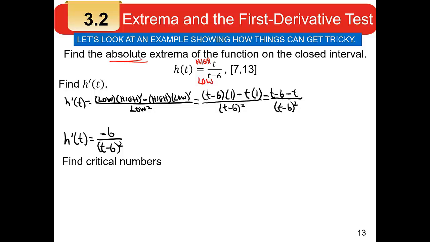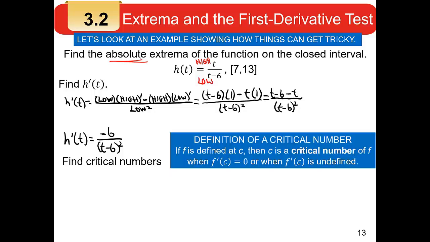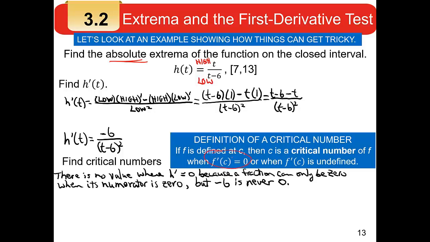So there aren't going to be any values where the derivative is equal to 0 because the fraction has a numerator that's just a number. You can't make it 0. And you know you can't make the denominator 0. So there's not going to be a critical value coming from setting the derivative equal to 0.